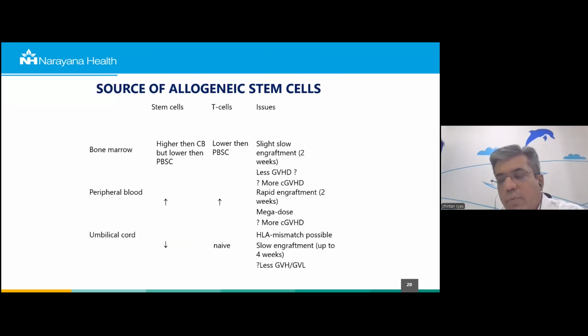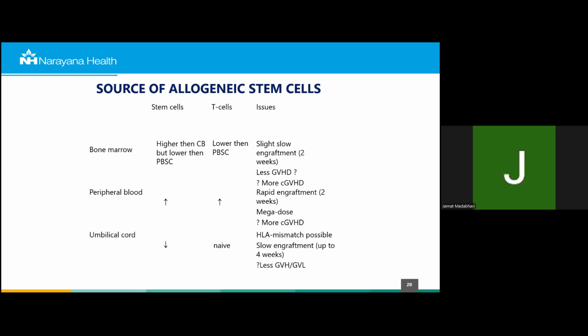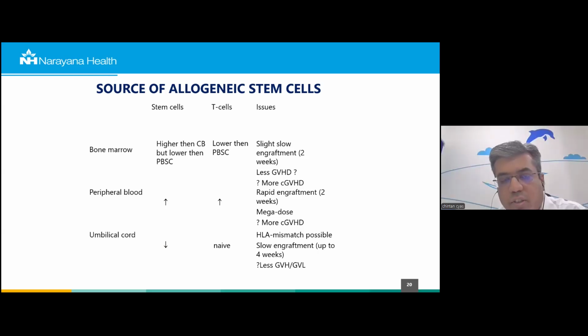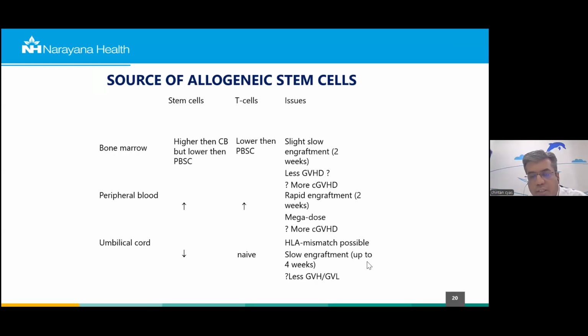Now, when we do the transplant, there are three sources of stem cells. One is bone marrow, the second is peripheral blood, and the third is umbilical cord. So what is the difference between these three sources? Number one, bone marrow is the commonest and traditional way of doing stem cell collection, before a few years, I would say before 2000. But subsequently, when we became well versed with peripheral blood stem cell collection, we are now using more and more peripheral blood stem cells in our transplant setting.